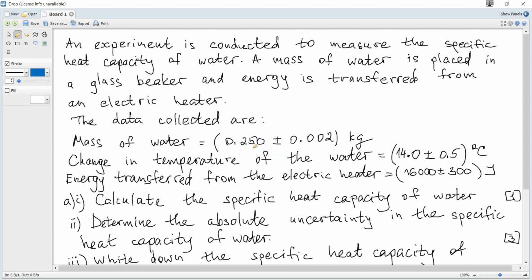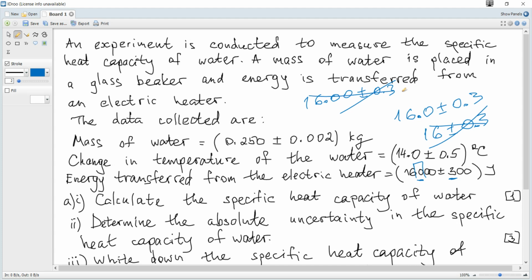For the second, you can see that it's plus minus 0.5, so it's to tenths, so it is rounded also to tenths. And in this example, you can see it's plus minus 300, so it is rounded to 100. It can be rewritten like this: 16.0 plus minus 0.3, it's correct. But 16 plus minus 0.3 is a mistake, it's not correct. And 16.00 plus minus 0.3 is not correct either.